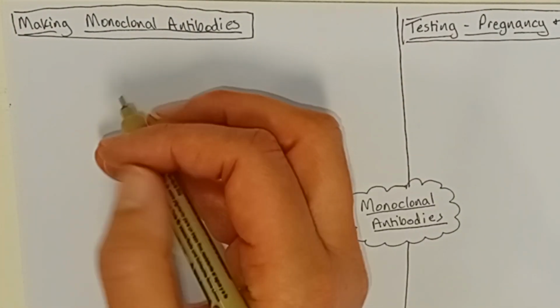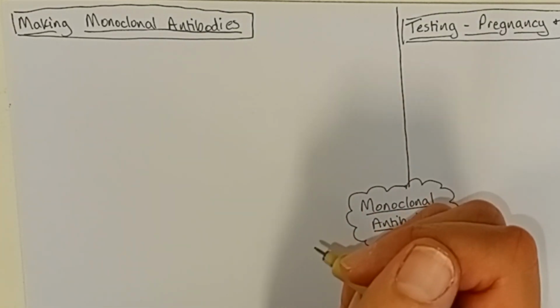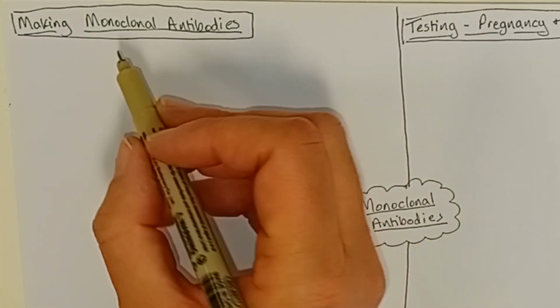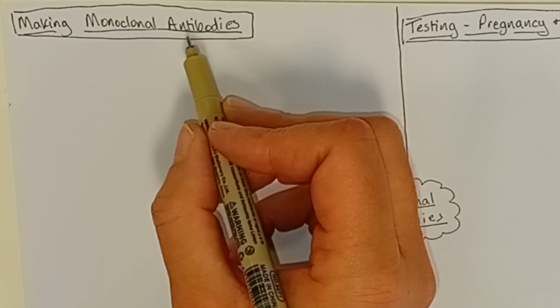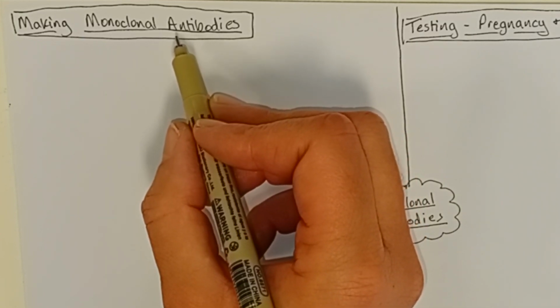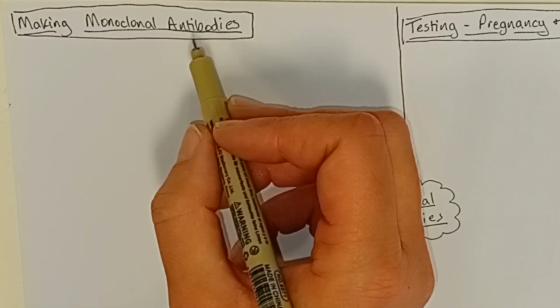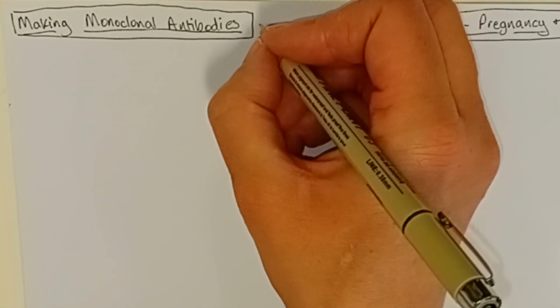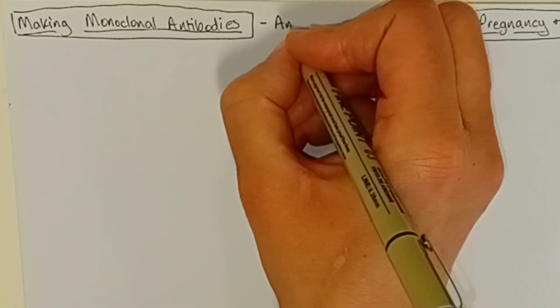Now, this used to be on A level. It's come down from A level, so it's quite tricky. The first thing I want to say is that monoclonal antibodies are when we get lots and lots of antibodies that will only bind to a certain antigen. So antibodies.